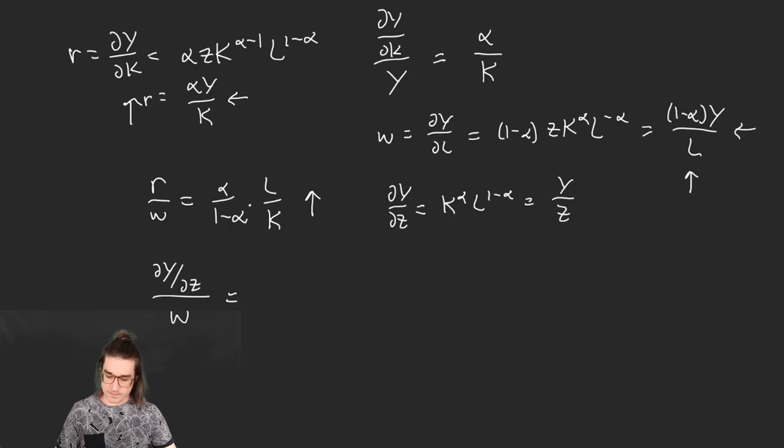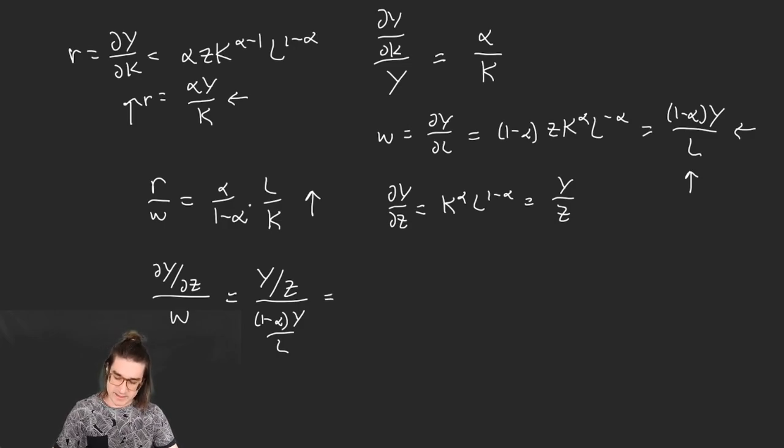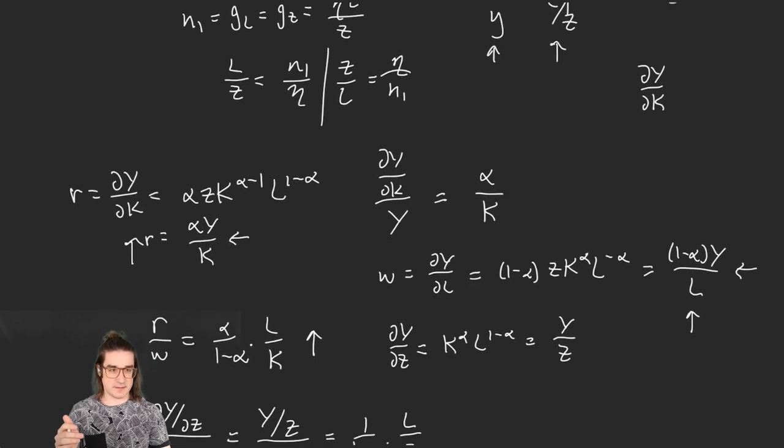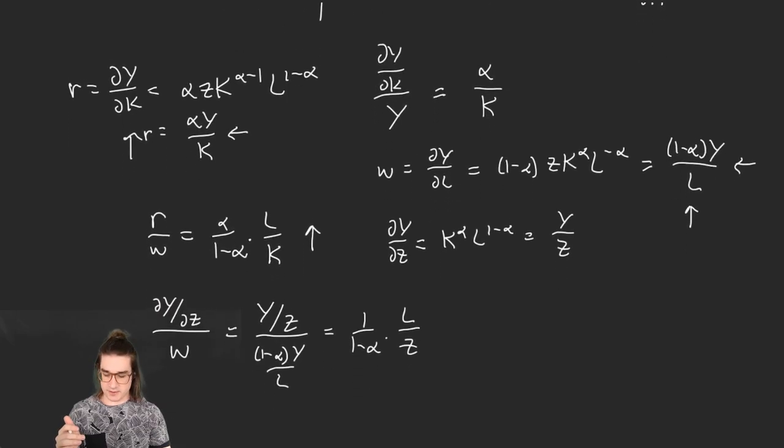And what did we get in that case? Well, we're going to get Y over Z on top, and on the bottom we're going to get 1 minus alpha times Y over L. So the Y's cancel, that's good. 1 over 1 minus alpha, and then we're going to get L over Z. So in this case, we get L over Z as our critical factor for this ratio, which is going to be constant. Remember, we found in the end that L over Z factor is going to be some constant, and we can even find out what that is. So this ratio is going to be constant.